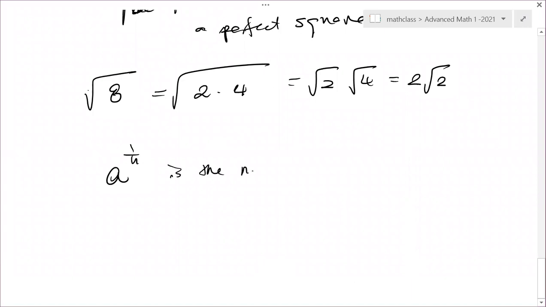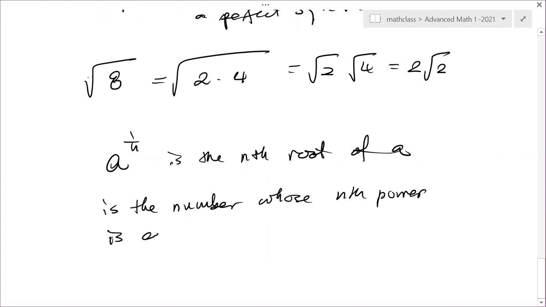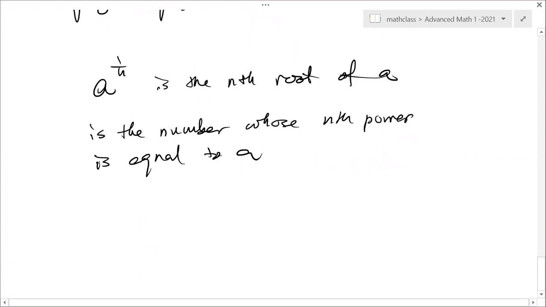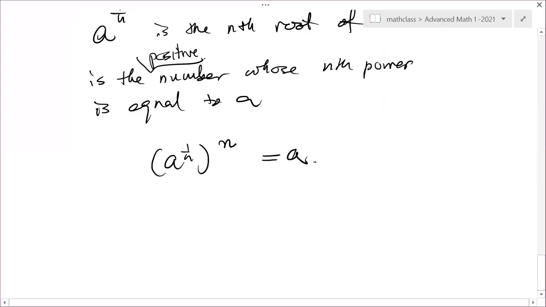Now, how about this one? This is called the nth root of a. The nth root of a is a positive number whose nth power is equal to a. Of course, we're talking about positive a here. It's very similar to the definition of square root of a. In particular, when n equals 2, that is a to the 1/2, which has a traditional notation called the square root.